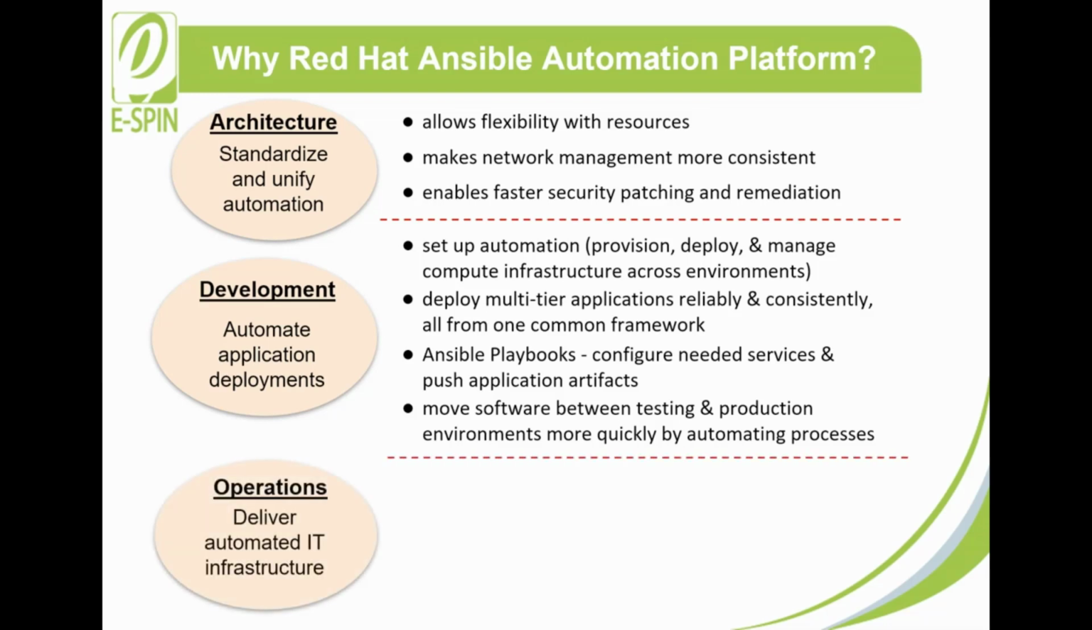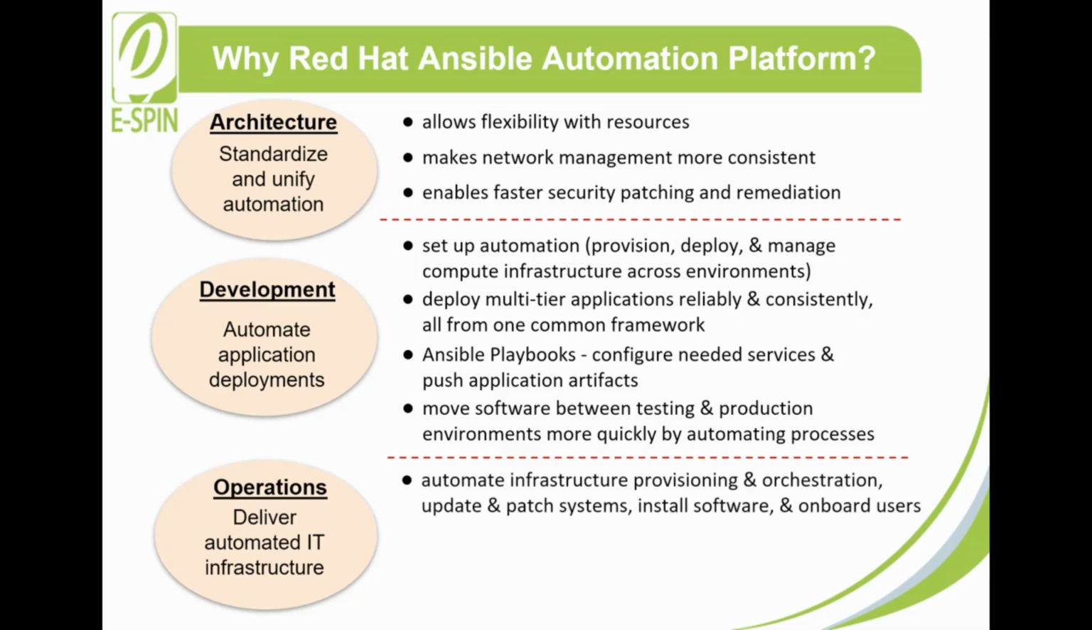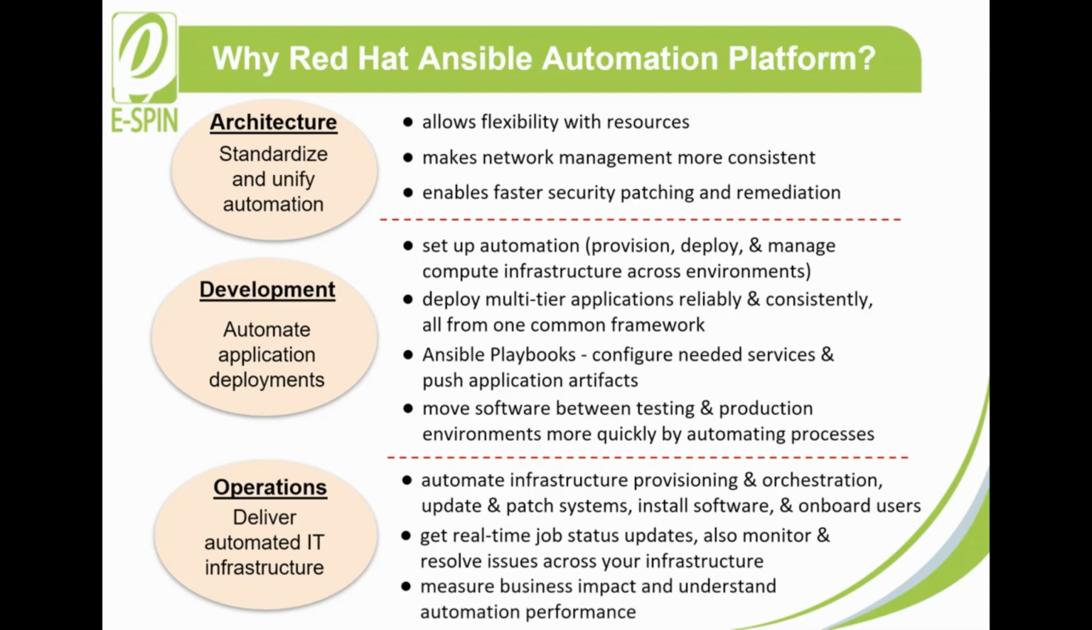Deliver automated IT infrastructure. Red Hat Ansible Automation Platform helps automate infrastructure provisioning and orchestration, update and patch systems, install software, and onboard users. Red Hat Insights lets you get real-time job status updates and monitor and resolve issues across your infrastructure. With Automation Analytics, you can measure business impact and understand which automation jobs are running successfully and where.